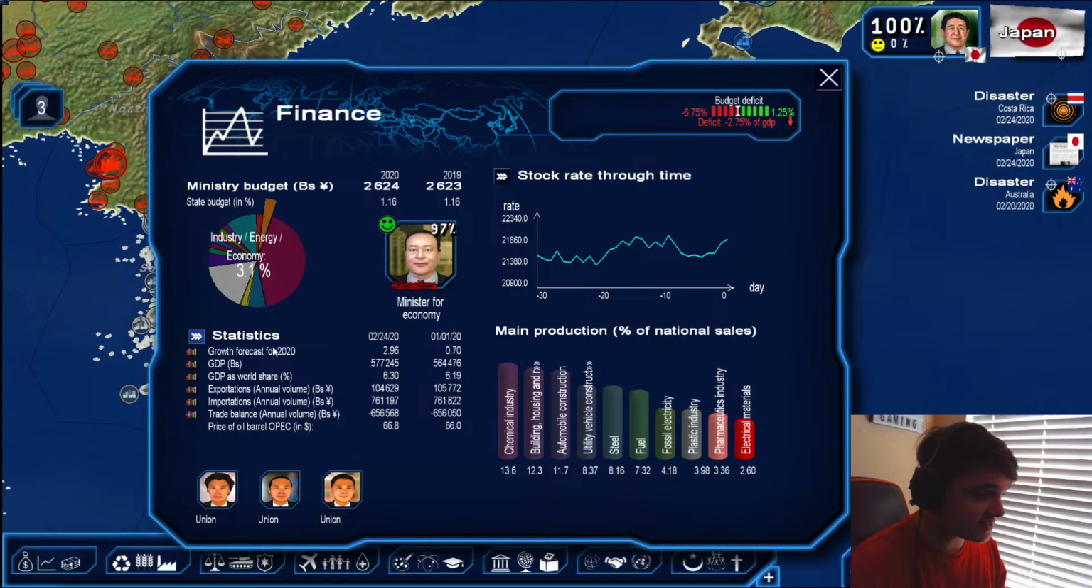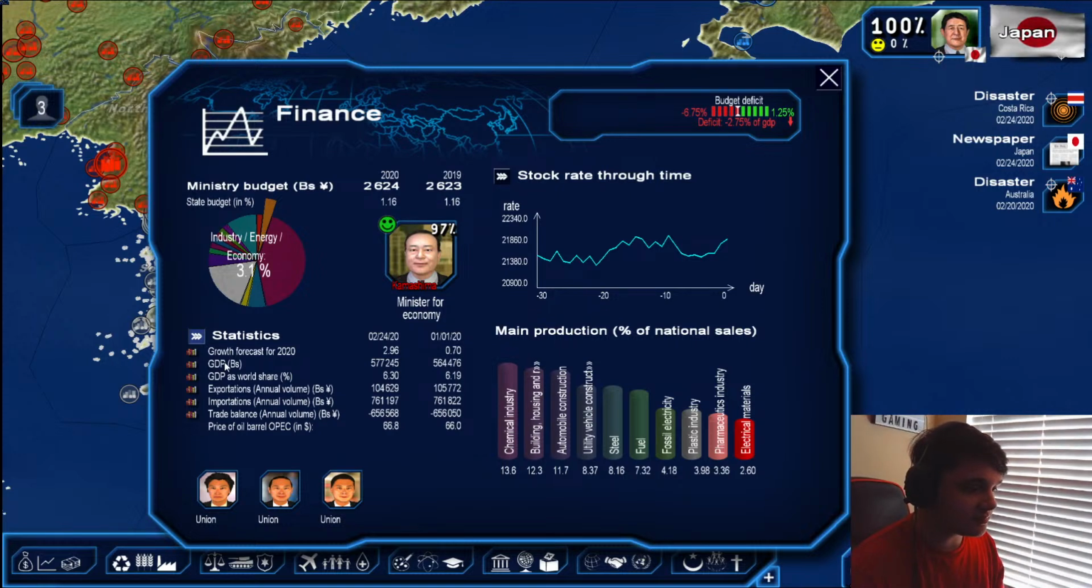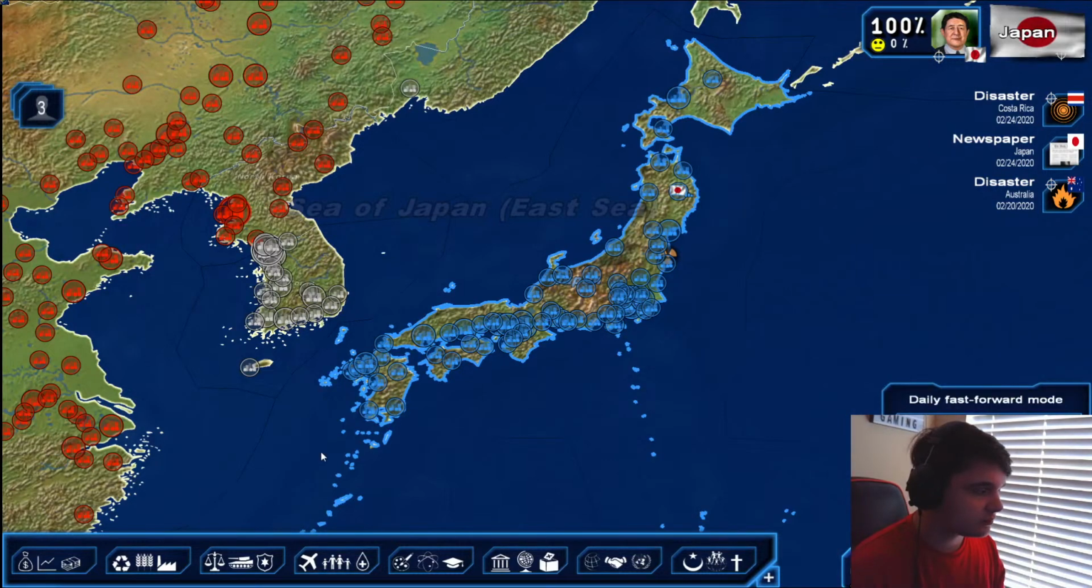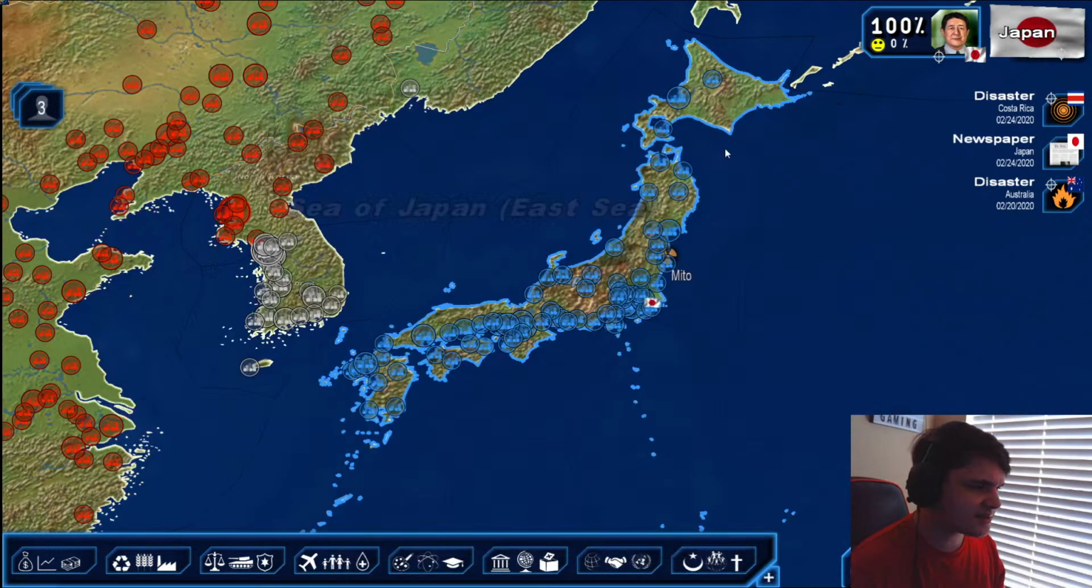Finance growth is up. Wow, look at that. That is amazing. And our GDP is up from $5.6 trillion to $5.7 trillion. New Zealand, yeah, let's go ahead and entertain them for a meeting.